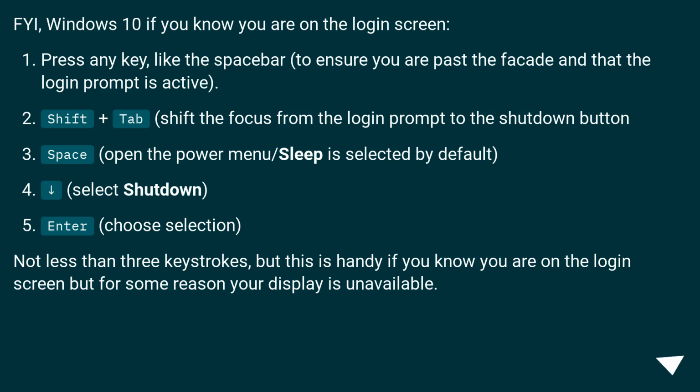FYI, Windows 10. If you know you are on the login screen, press any key, like the spacebar, to ensure you are past the facade and that the login prompt is active. Shift plus Tab, shift the focus from the login prompt to the shutdown button. Space, open the power menu. Sleep is selected by default. Select shutdown. Enter, choose selection.